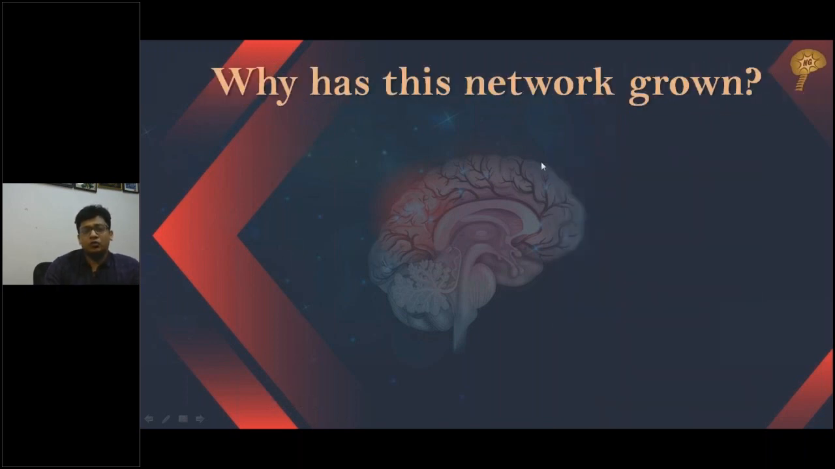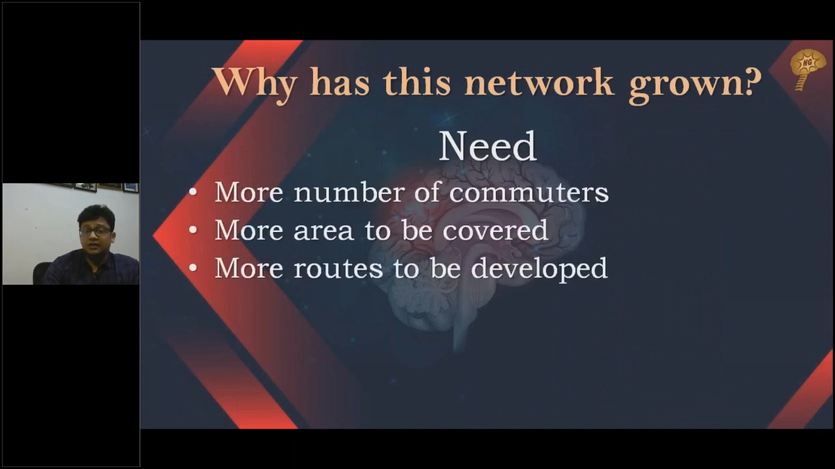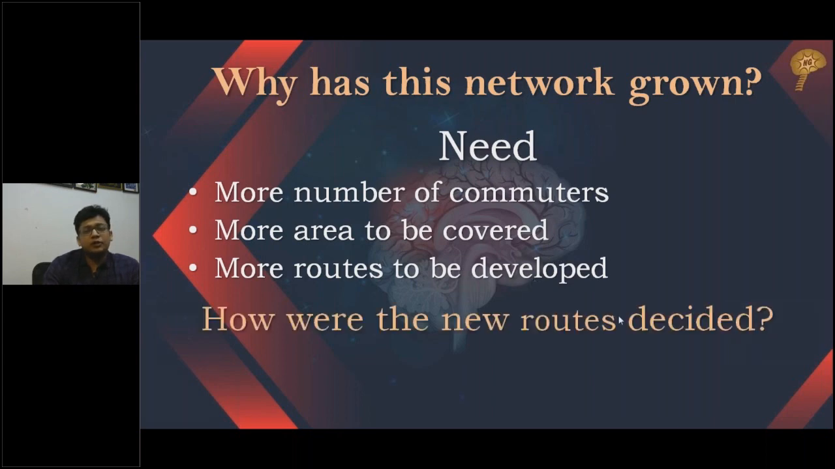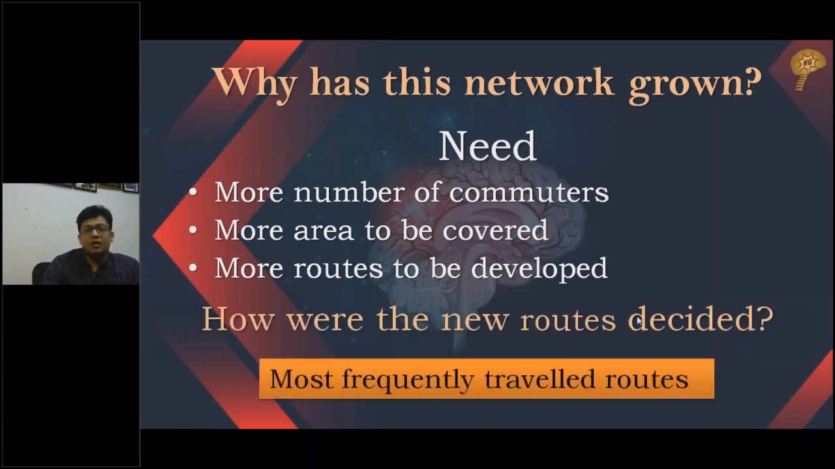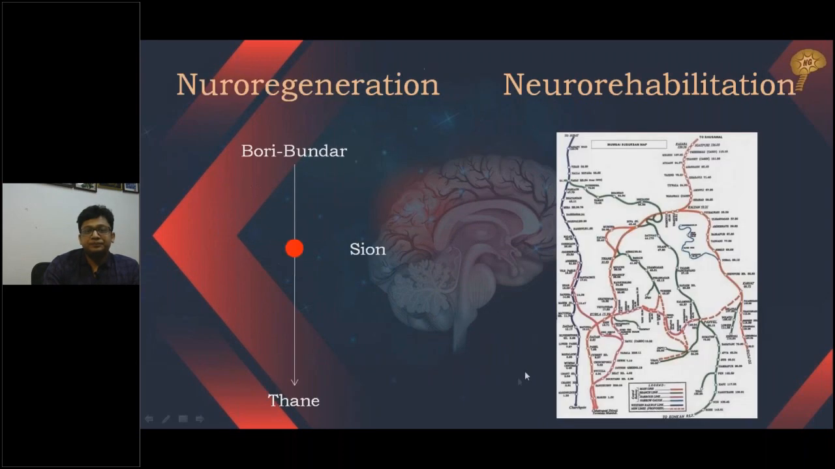Why has this network grown? There was need, more commuters, more area to be covered, more routes to be developed. How were the new routes decided? Most frequently traveled routes. So the more repetition you do, the more new routes develop. That is most frequently traveled routes.